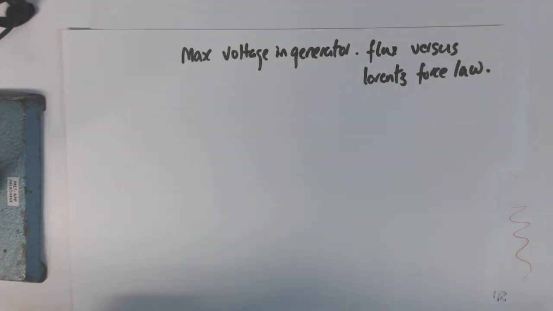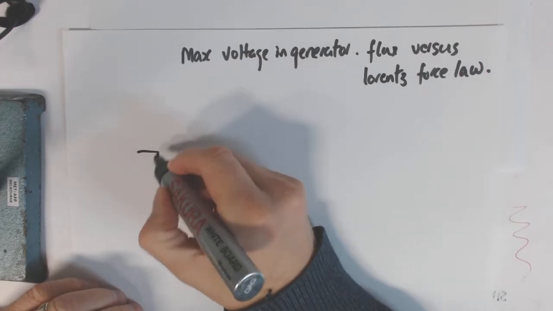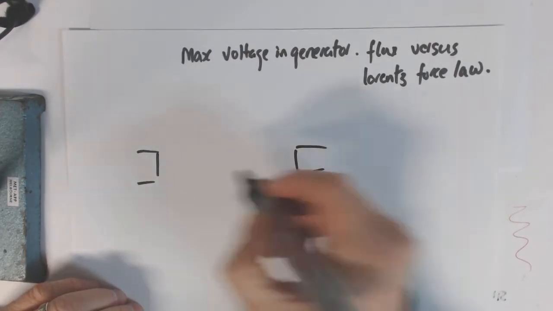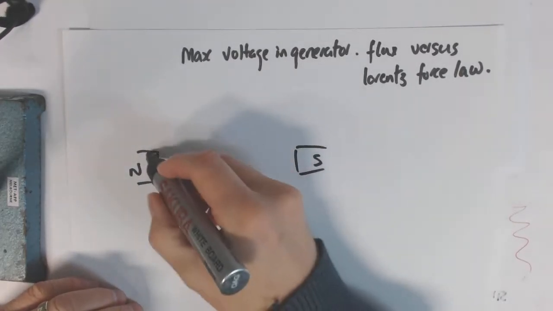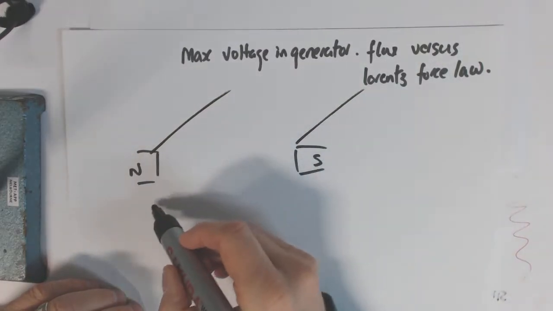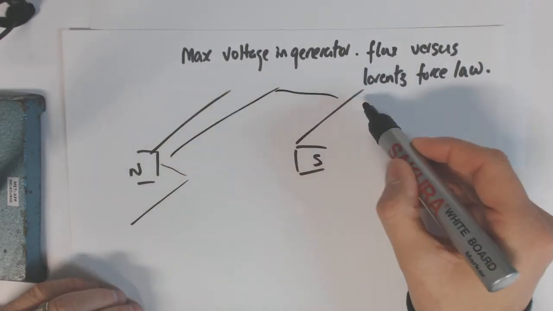Maximum voltage in a generator. Flux versus Lorentz force law. This is just a nice simple little thing that we're going to look at here. And of course we have to draw the generator again. North, south. And again we've got our spinning loop.